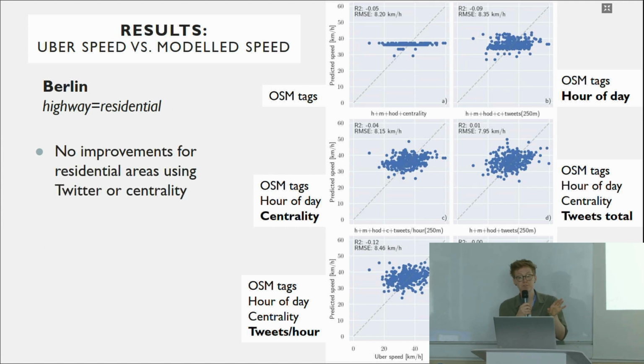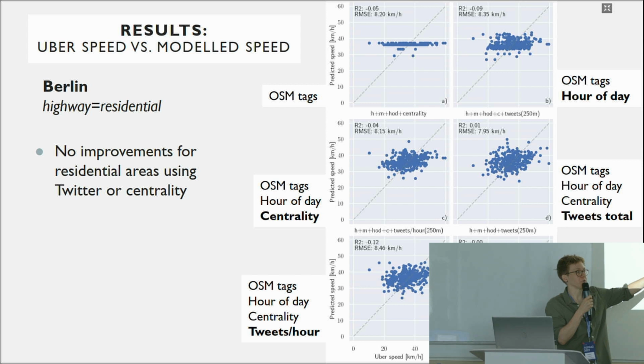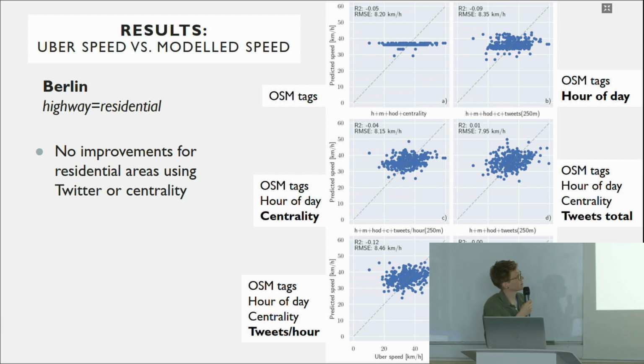However, we don't see improvements for all street types. In residential areas, for example, the model doesn't improve anything. It's still a cloud, and it doesn't give us any information.